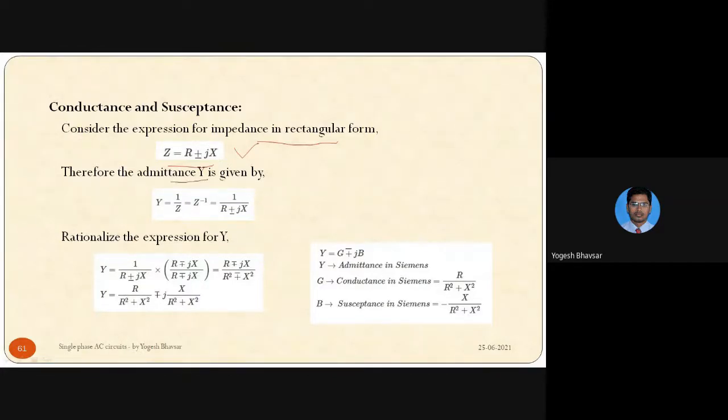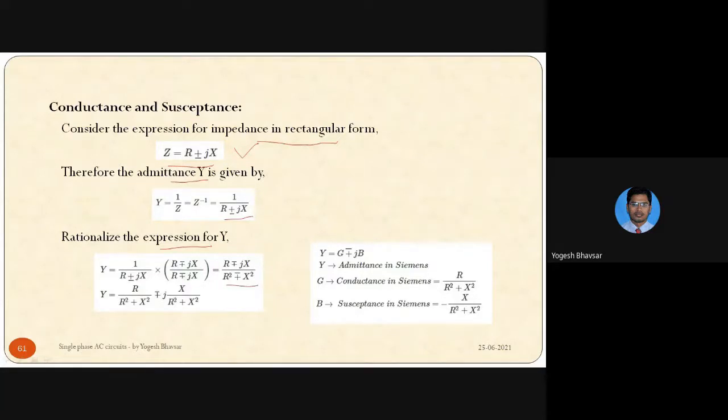Therefore, the admittance is given by Y is equal to 1 by Z, or Z inverse, that is equal to 1 by R ± JX. So we can put it here. Then rationalize the expression for Y. Rationalizing the above expression, we multiply by (R ∓ JX) divided by (R ∓ JX). Then we have on the numerator R ∓ JX, and on the denominator R square plus X square.